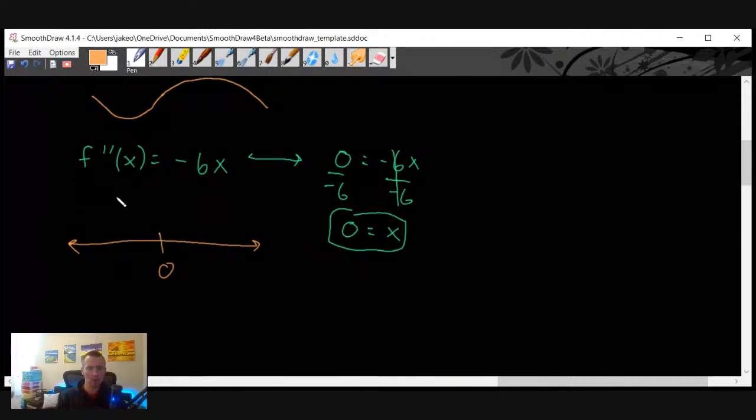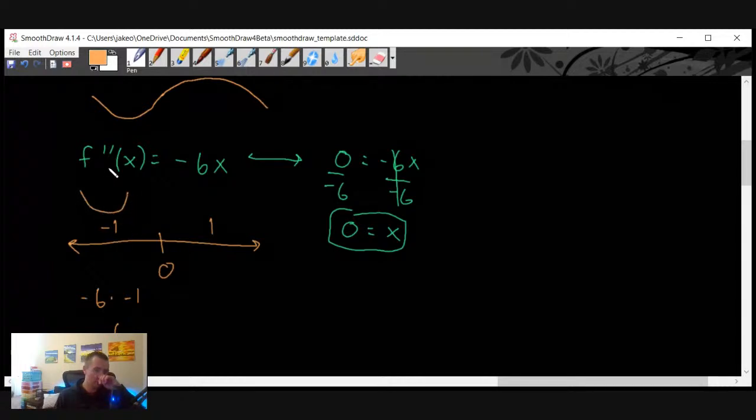So now to figure out if our function is concave up or concave down on each of these intervals, from -infinity to 0 and then 0 to +infinity, we just take some number within each interval. Let's say -1 and +1, and plug that into our second derivative. If we plug -1 into our second derivative here, we get -6 times -1, which is +6. So a positive number in the second derivative tells us that our function is concave up here.